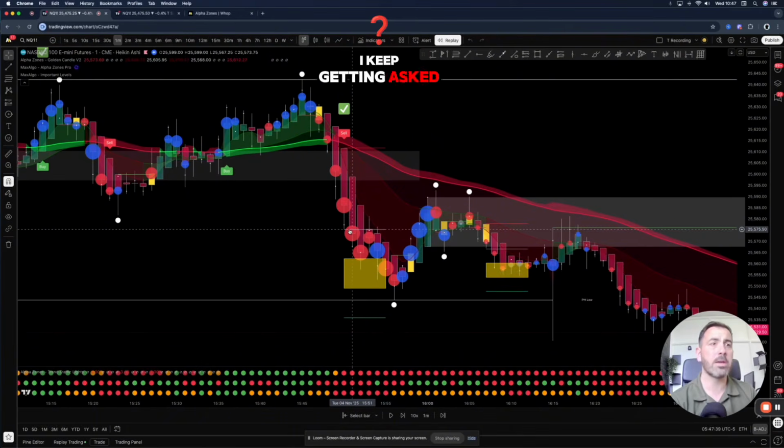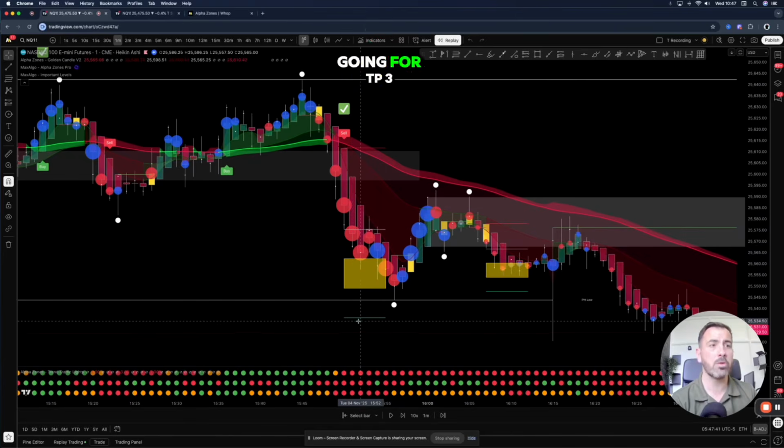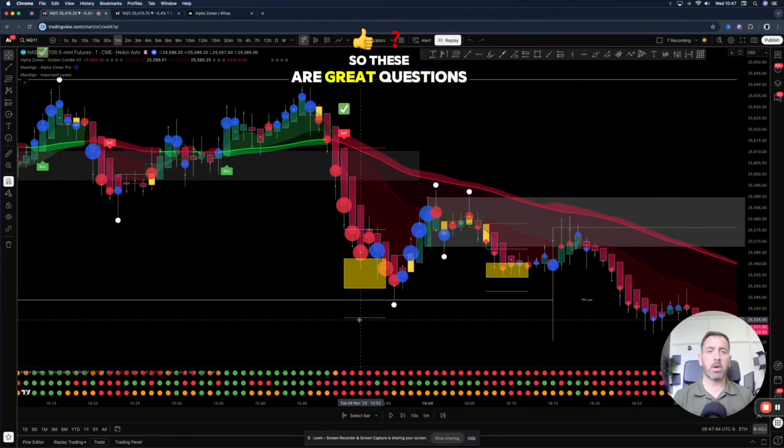One of the questions I keep getting asked is: are we going for TP1? We're going for TP2? We're going for TP3? So these are great questions, and this is where MaxAlgo and the entry system looks at the market. It reads the market for you. The algorithm's built within it, reads price action, reads volume, reads all these things that you need to know of when to be looking for a trade. However, the skill set comes with your trade management.